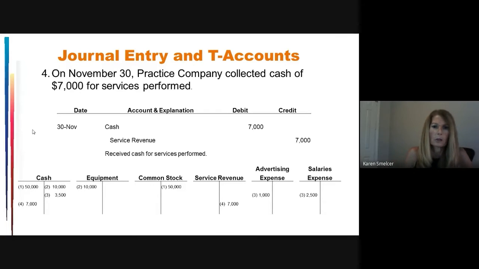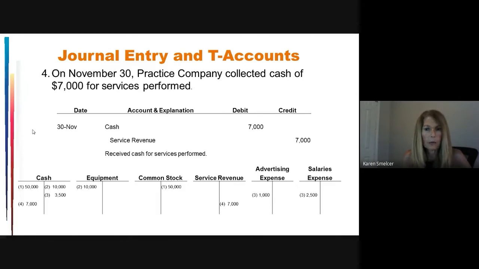So to record this entry, we're going to actually increase our asset account, which is cash, by $7,000 because they paid us that money. And then the service revenue, when you increase a revenue account, that's actually a credit entry. That is probably one of the most common accounts I see incorrectly recorded.